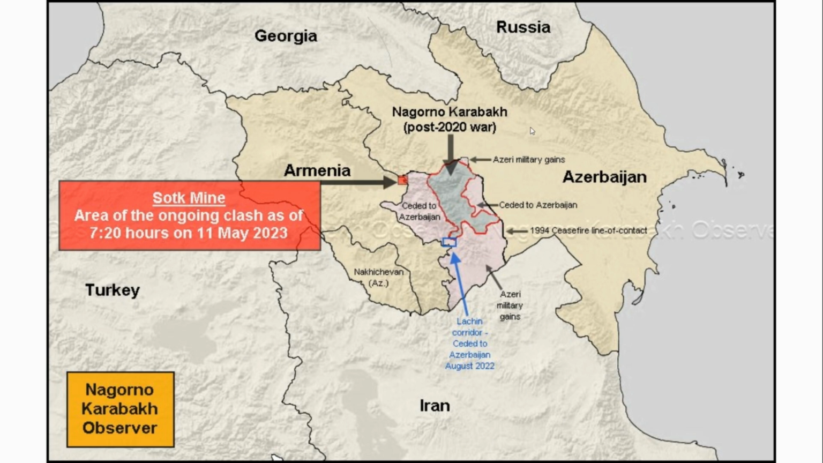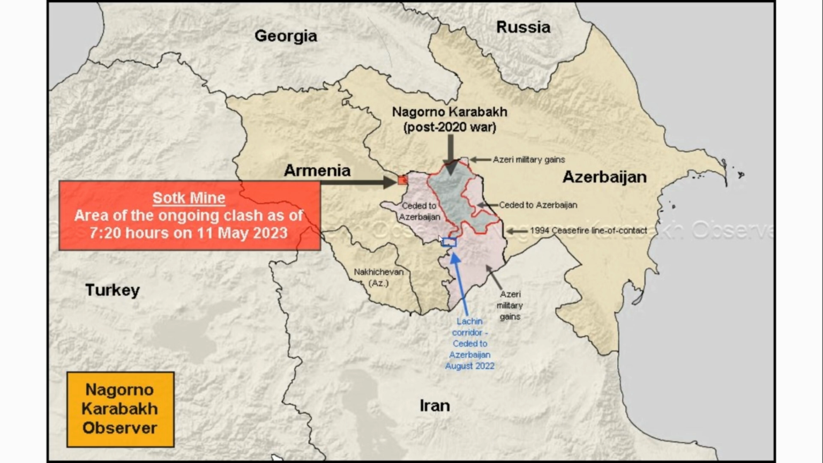So this map is 2023, as of 11 May 2023. The conflict between Armenia and Azerbaijan continues. As you can see, the areas on the western side of Azerbaijan, between Armenia and Azerbaijan, the conflict continues. We can see every day, unfortunately, poor innocent soldiers are dying.